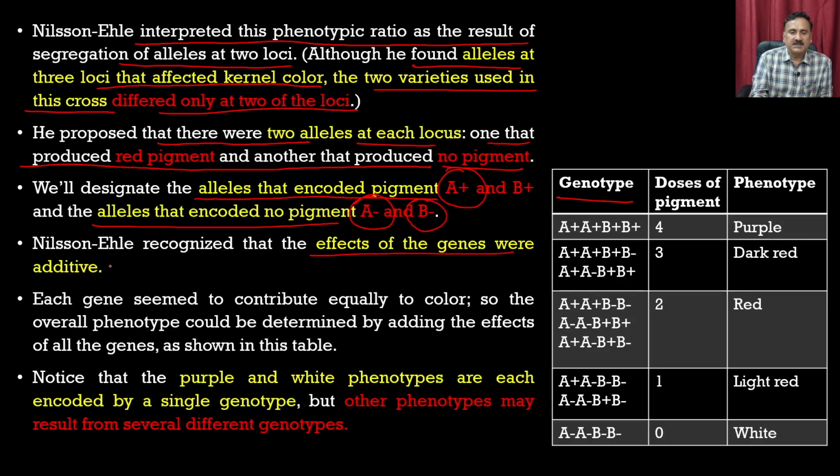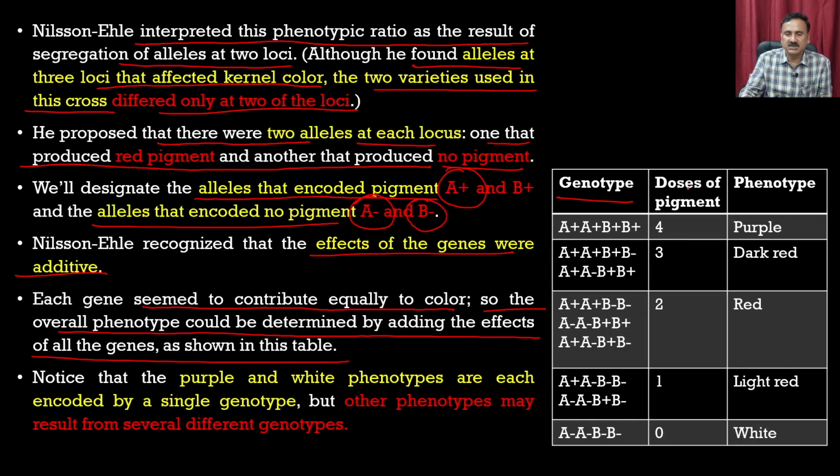The effect of these genes was additive, right? So each gene seems to contribute equally to color. So the overall phenotype could be determined by adding the effect of all the alleles as shown in the table, right? So if there is A plus A plus B plus B, then it is going to have 4, right? That means it is going to give you the purple color kernel. If the A and B are actually coming together, then it is going to give you the pigmentation which is going to be dark red.